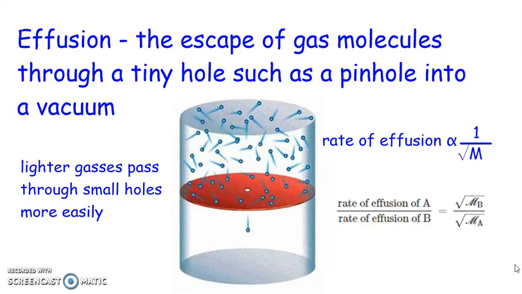So if we have two different gases that we're looking at, the rate of effusion of A is to the rate of effusion of B as the square root of the molar mass of B is to the square root of the molar mass of A.